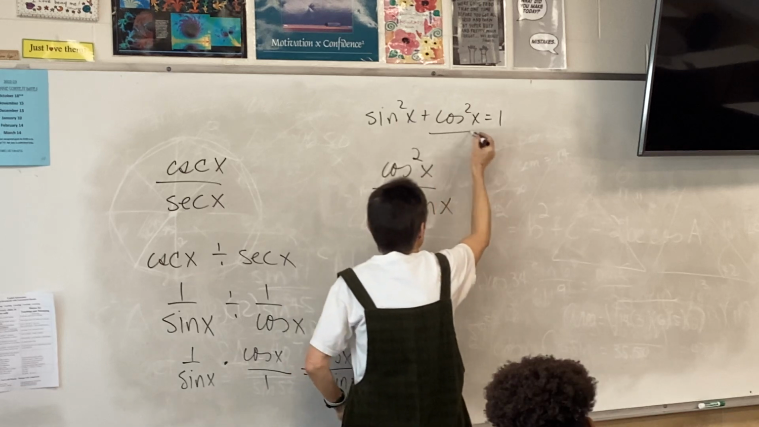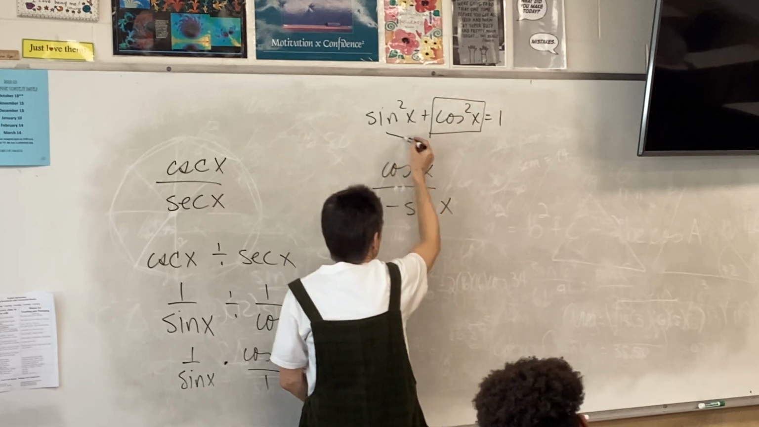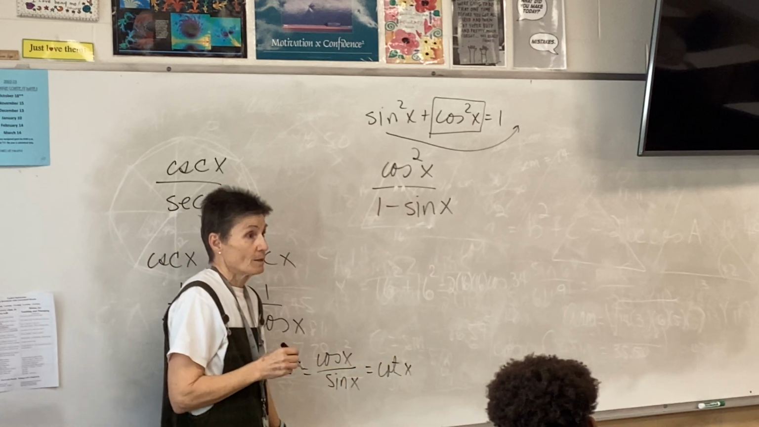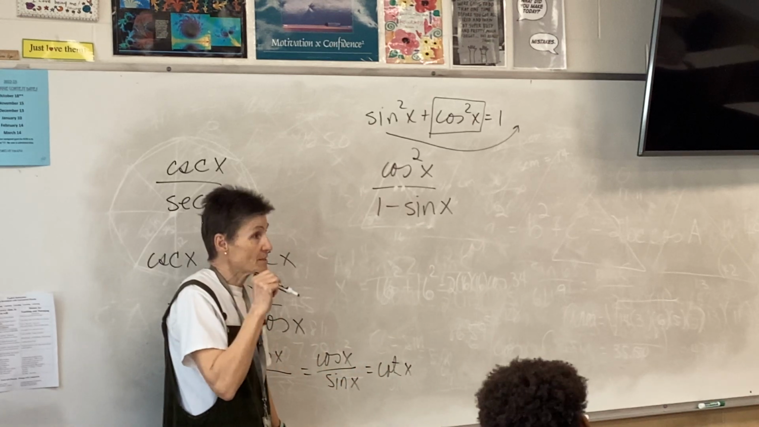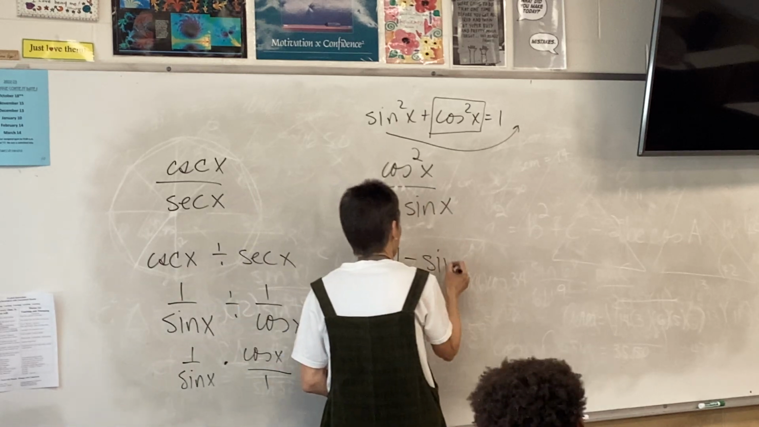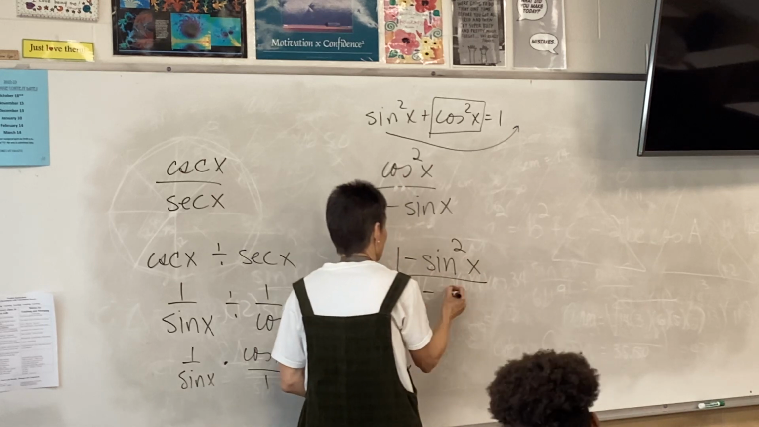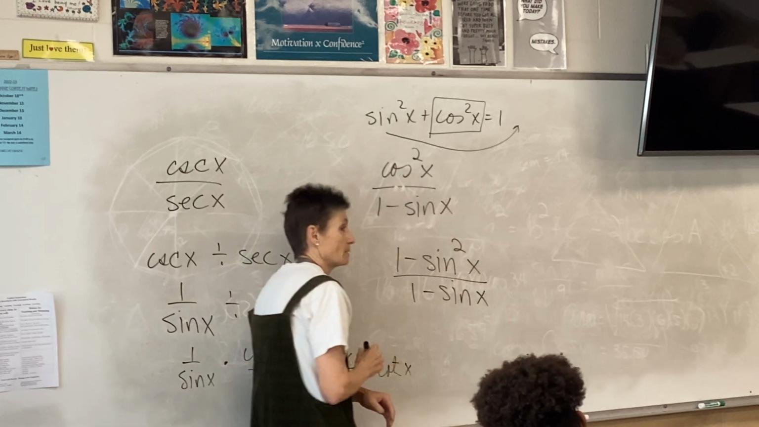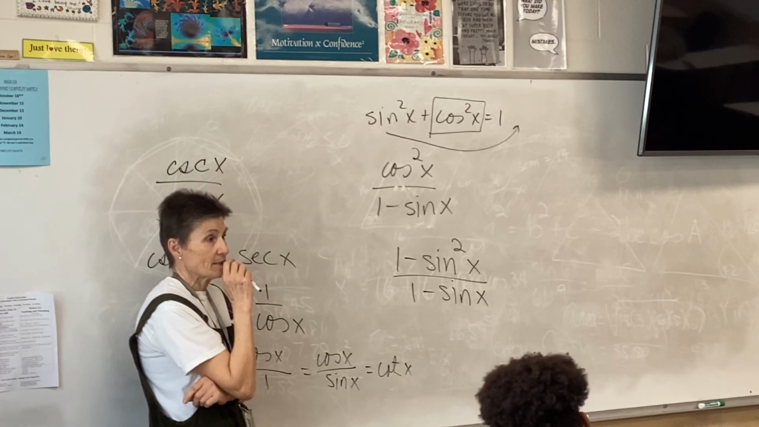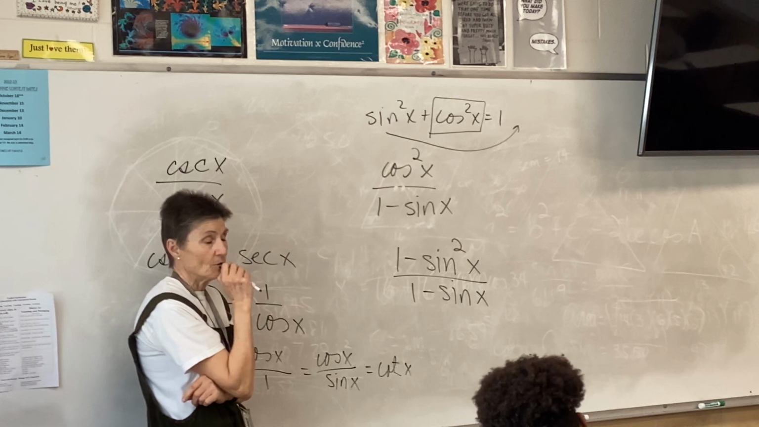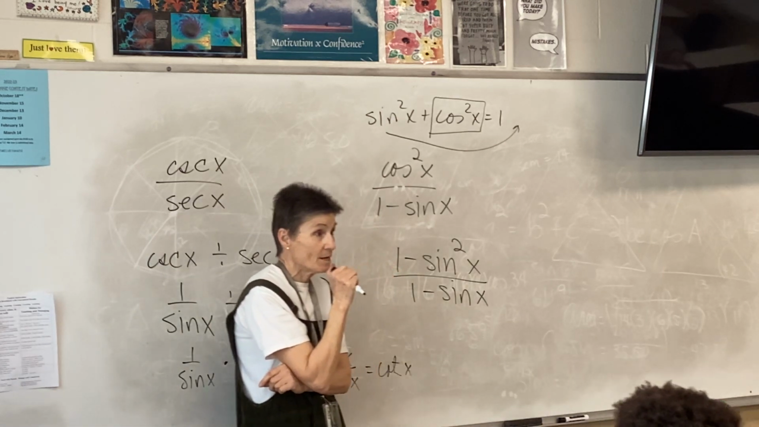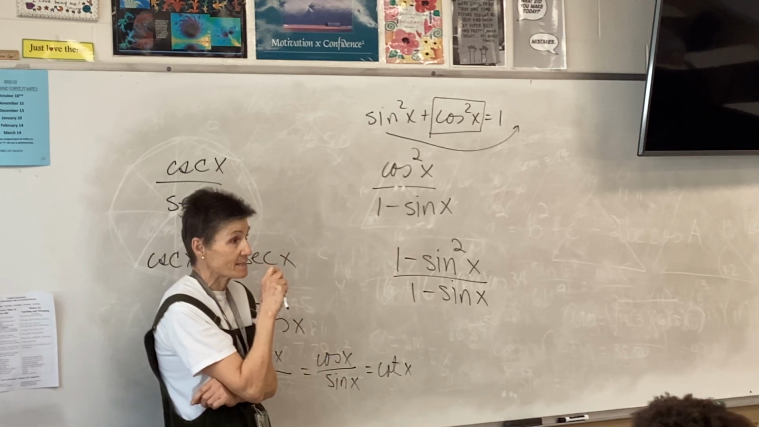So if we got this by itself, move this guy over here, what does cosine squared equal? 1 minus sine squared. So I'm going to change my numerator into 1 minus sine squared. Now wait a second. Cancel. No, you can't cancel. You can't cancel until you factor. Can you factor 1 minus sine squared?